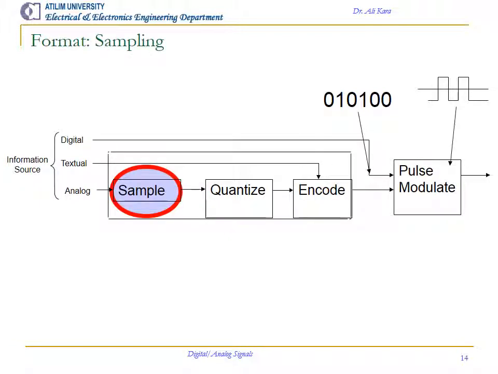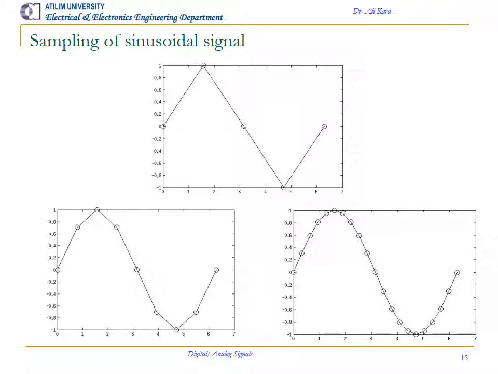Format, sampling. In the following slides we shall see sampling in more detail. Remember that it is employed in order to transform an analog stream into a digital stream. Sampling of sinusoidal signal. These figures illustrate different sampling times used on a sinusoidal signal. The first, as you can see, uses the fewest samples, and its shape is somewhat different from the other two, although they are all sampled versions of the same sine function.